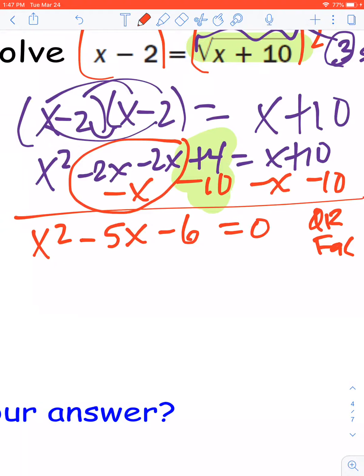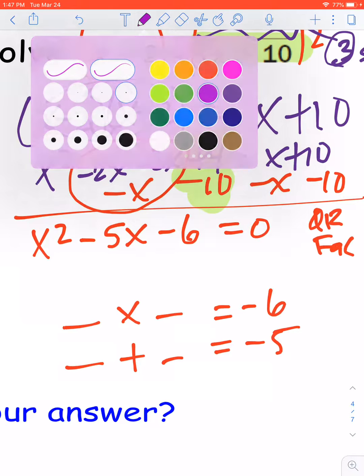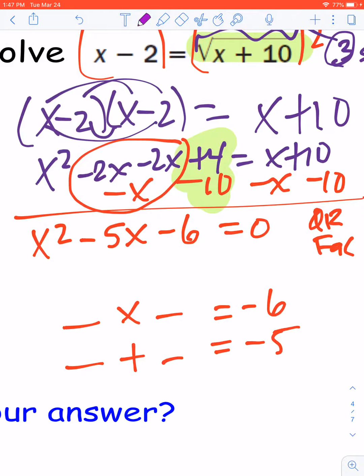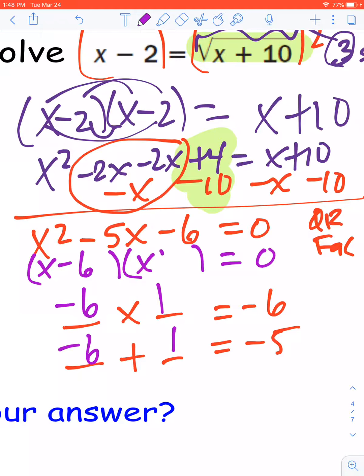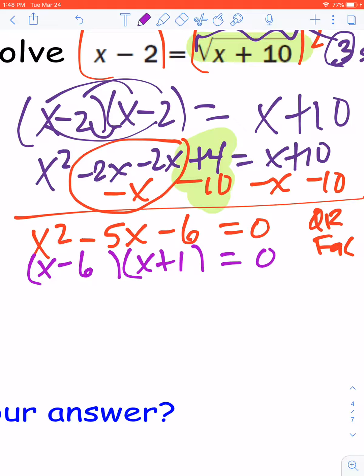I need to think of two numbers that multiply to -6, but at the same time add to -5. Those two numbers are going to be -6 and +1. -6 times 1 gives me -6, and -6 plus 1 is -5. So if you need to do the AC method, do the AC method, but we get x minus 6, x plus 1. Next, I'm going to use the zero product property. So x minus 6 is equal to 0, and x plus 1 is equal to 0.